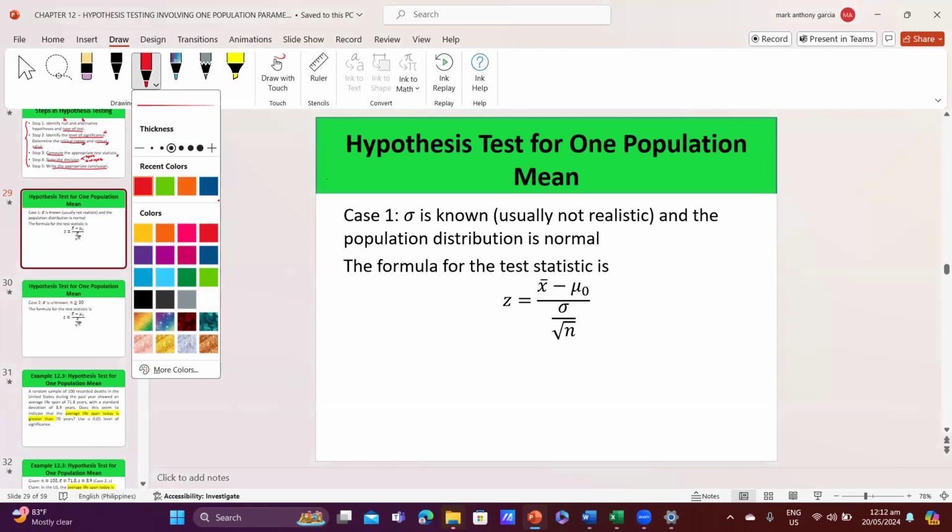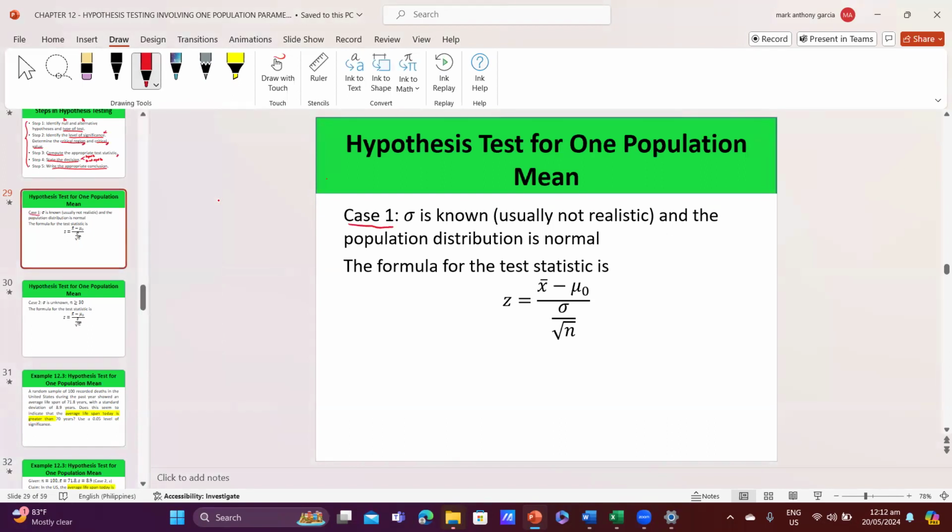Hello everyone. In this video, we will discuss the cases and examples and illustrations of hypothesis testing for the one population mean. So for the first case, we have the population standard deviation is known and the population distribution is normal. But this case is usually not realistic because it would be impossible for us to identify the exact value of the population standard deviation.